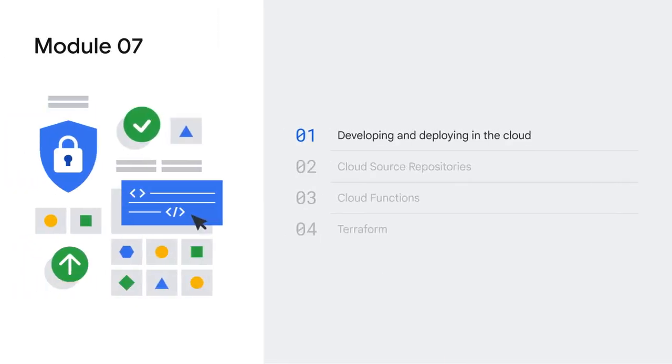The focus for Module 7 was developing and deploying in the cloud. You learnt about cloud source repositories, which are full-featured Git repositories hosted on Google Cloud; Cloud Functions, a lightweight, event-based asynchronous compute solution to create single-purpose functions; and Terraform, which lets you use a template to write the specifications for your application environment in the same way you'd write a configuration file.